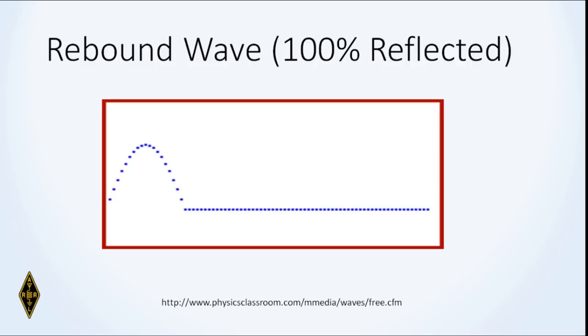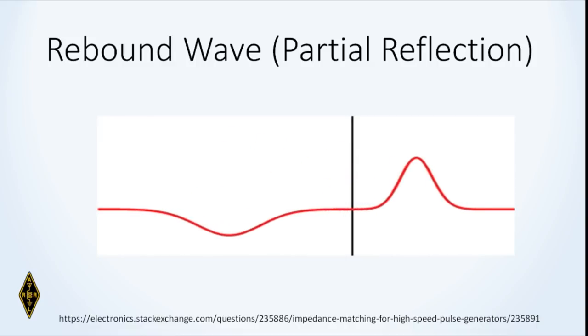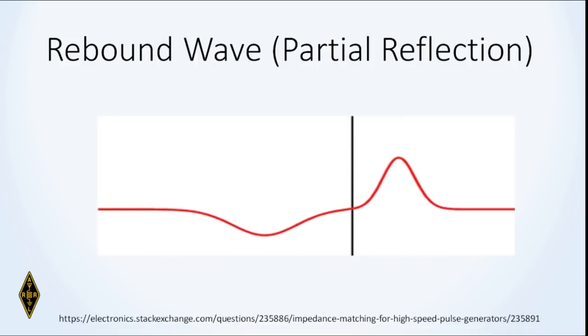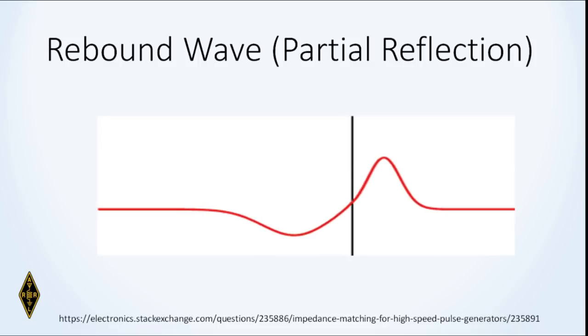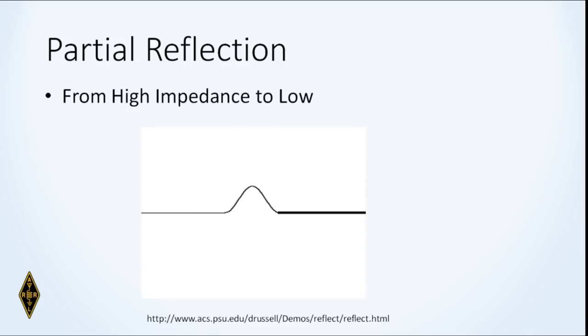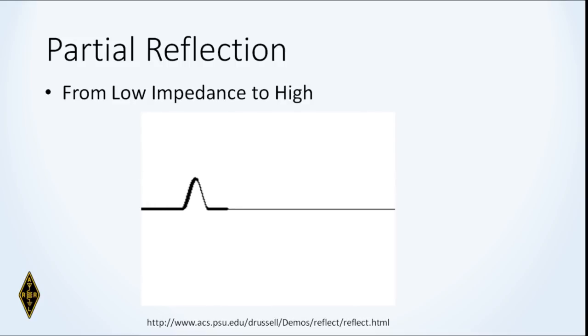This is what happens on a coaxial cable or transmission line. You're feeding radio frequency energy down the line, and if there's an impedance mismatch at the far end, some or all of the energy will come back toward the transmitter. So here is a wave that's being partially reflected. Some of the energy is getting through, but some of the energy is sent back. And here's a partial reflection going from a high impedance to a low impedance. You notice that the polarity of the signal reverses. When you go from a high impedance to a low impedance, the rebound wave will come back, but it'll be inverted in polarity. From a low impedance to a high impedance, you get energy back, but it's not inverted.